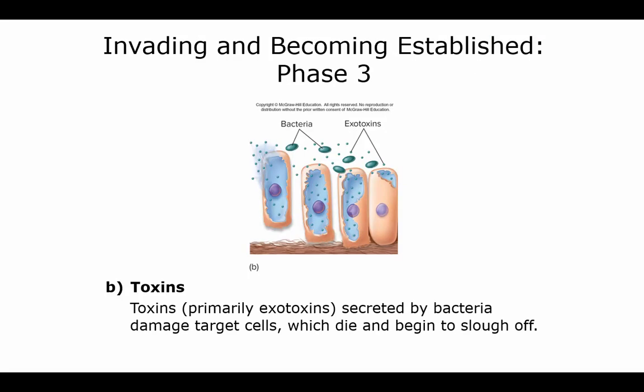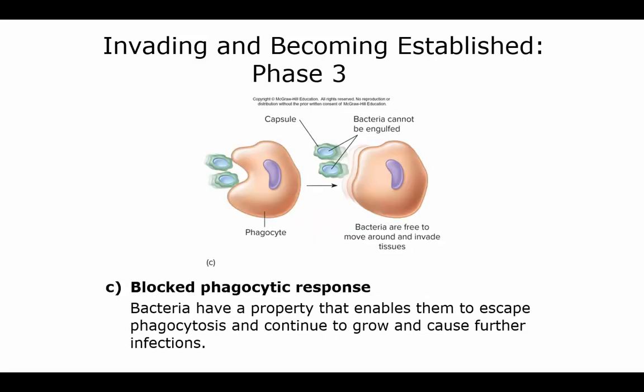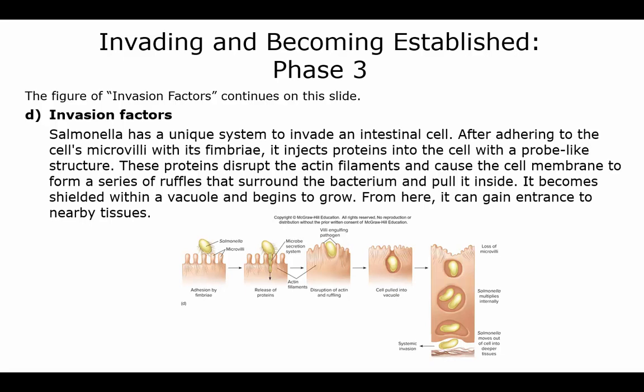Speaking of toxins, there's another one. Not only do some of them give off enzymes that help, but some of them actually give off toxins. Some of them have the ability to block phagocytosis. Basically, they figured out a way to not be eaten by our natural defense cells. Some have developed these things called invasion factors. It says right here, Salmonella has a unique system to invade intestinal cells.